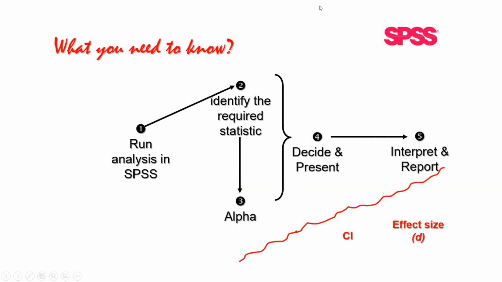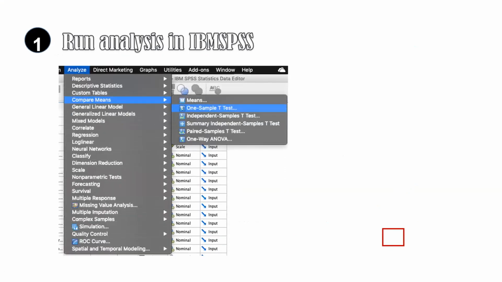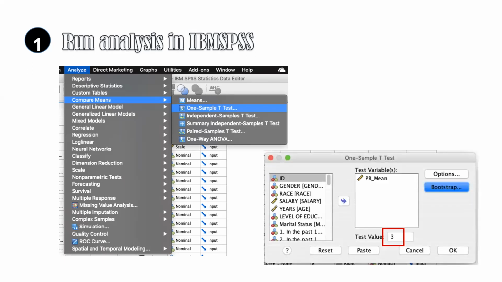Okay, so to run the one sample t-test in IBM SPSS, first you click analyze, compare means, and choose one sample t-test. Analyze, compare means, and one sample t-test. Done? Okay, analyze, compare means, one sample t-test.